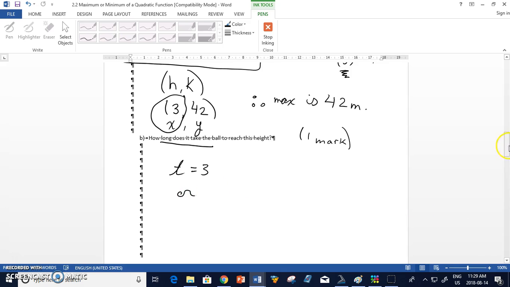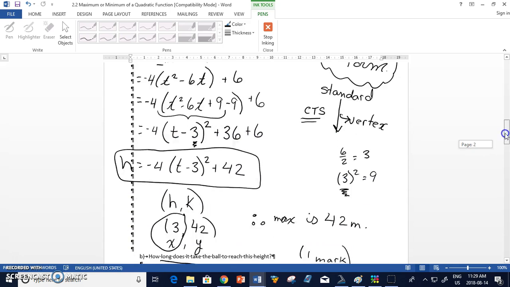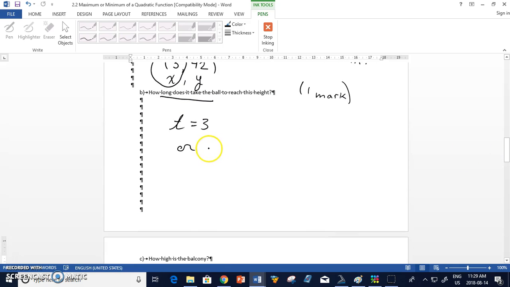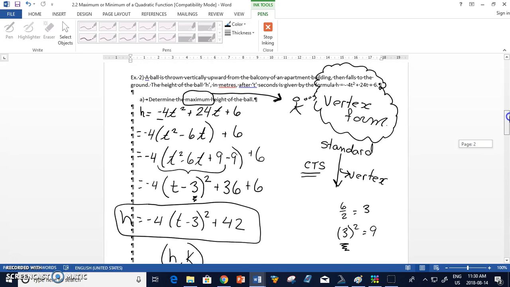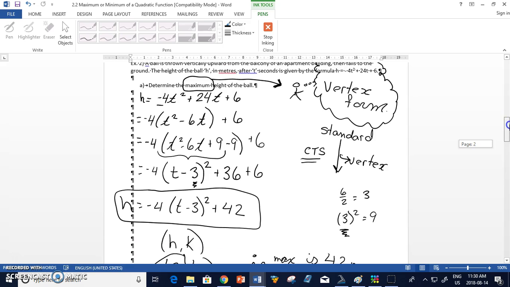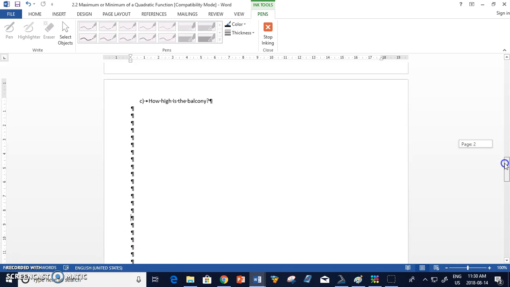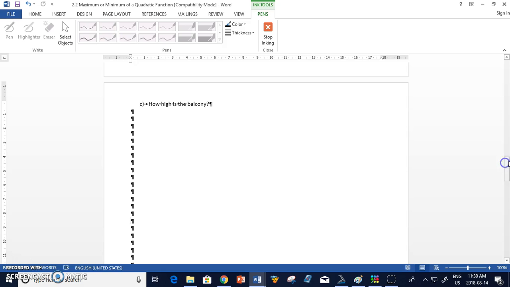Double check, was this minutes? Don't do silly things like that. t is in seconds. And if you think about it for a minute, that's going to make sense, right? So at 3 seconds. All right? So hopefully that makes sense. For part A, this is where the algebra initially had to get done. This would probably be worth 3 to 4 marks for part A. Part B, 1 mark. For part C, how high is the balcony?